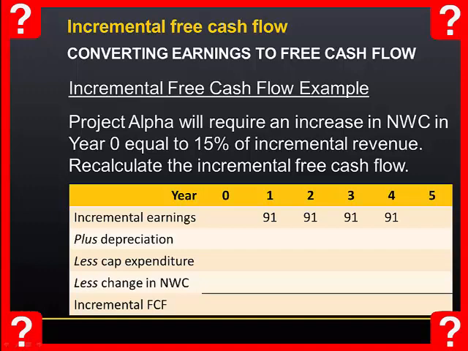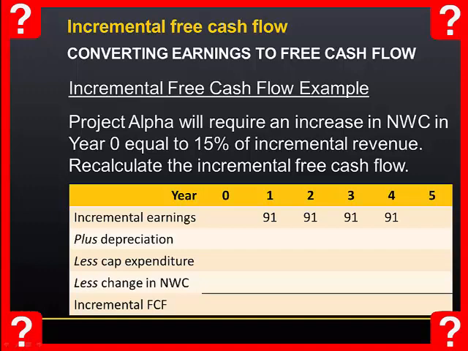The extra information we need in order to complete this process is that the increase in net working capital in year 0 is equal to 15% of incremental revenue. Working capital refers to short-term assets and liabilities, generally accounts receivable, inventory, and accounts payable. Net working capital is the difference between short-term assets and short-term liabilities.